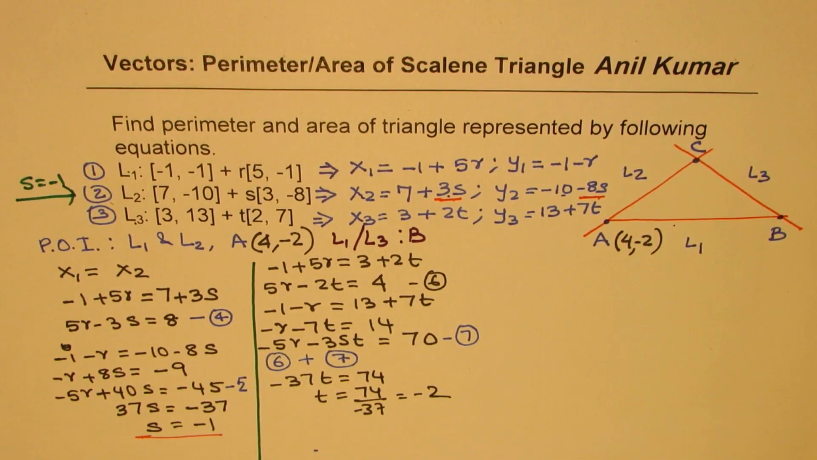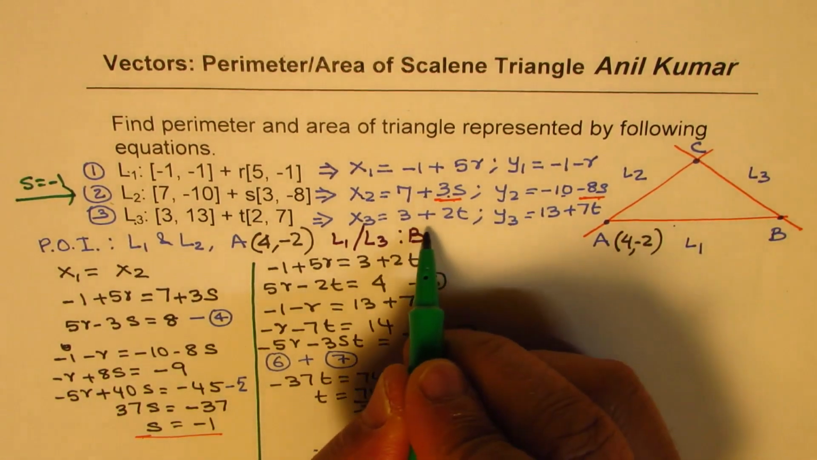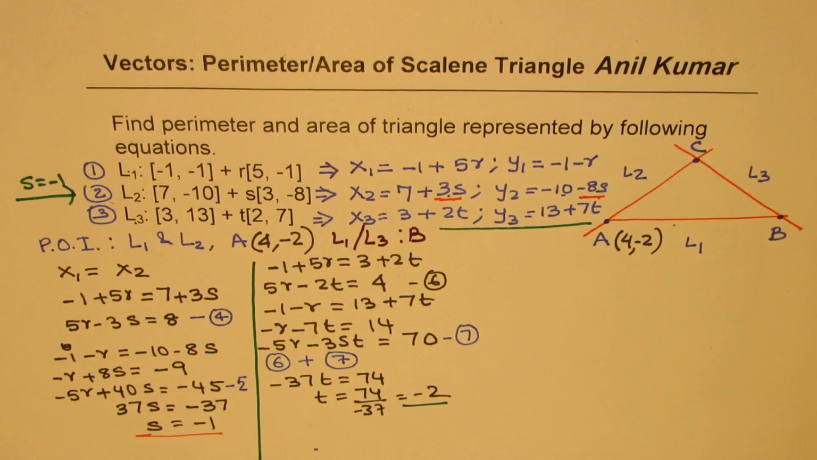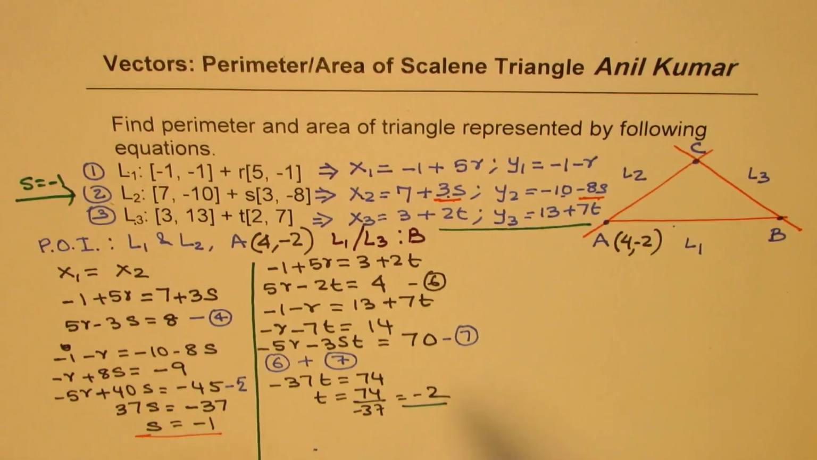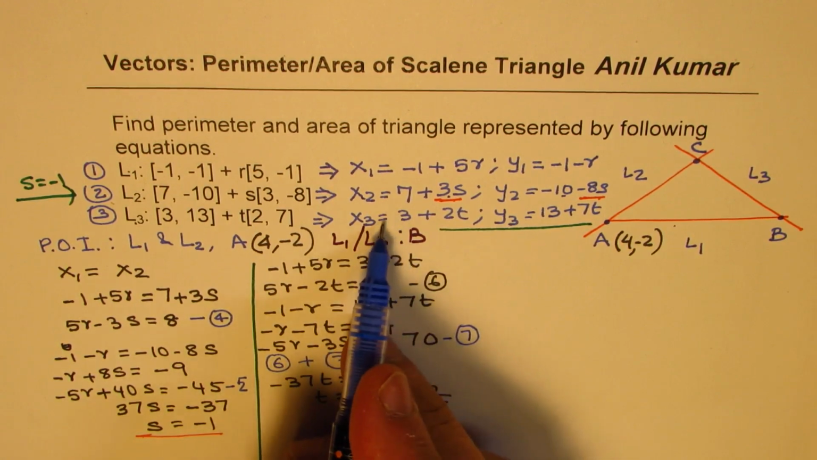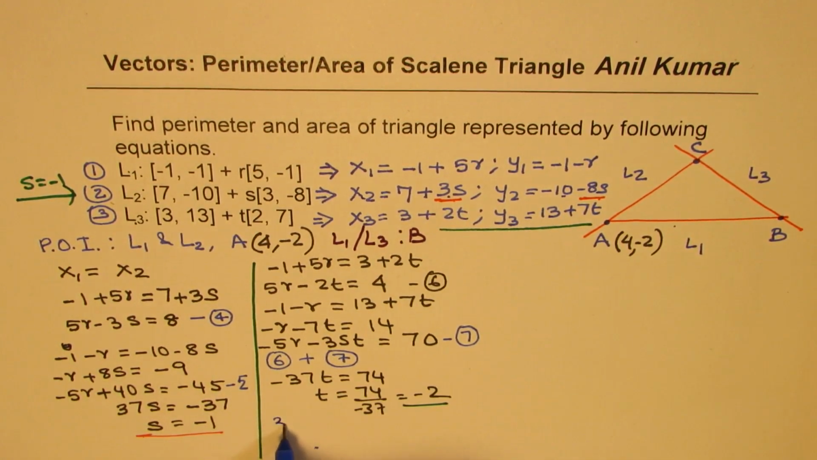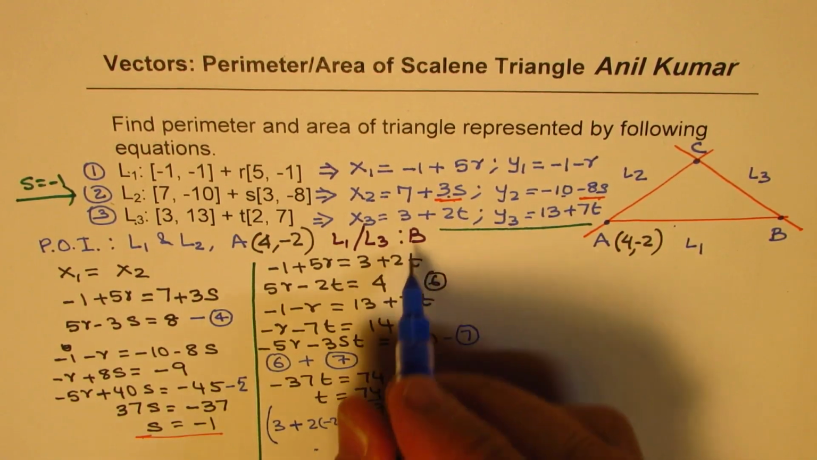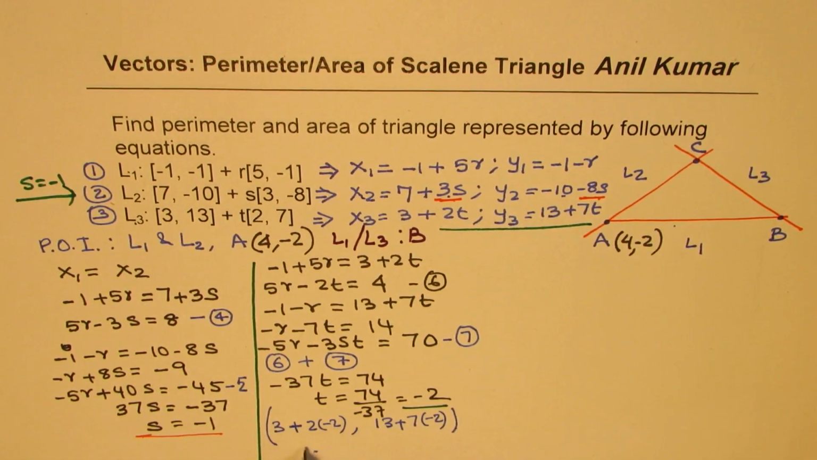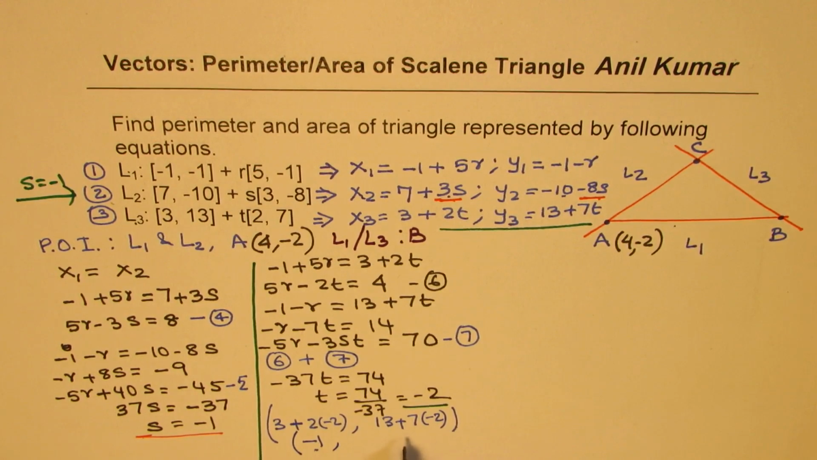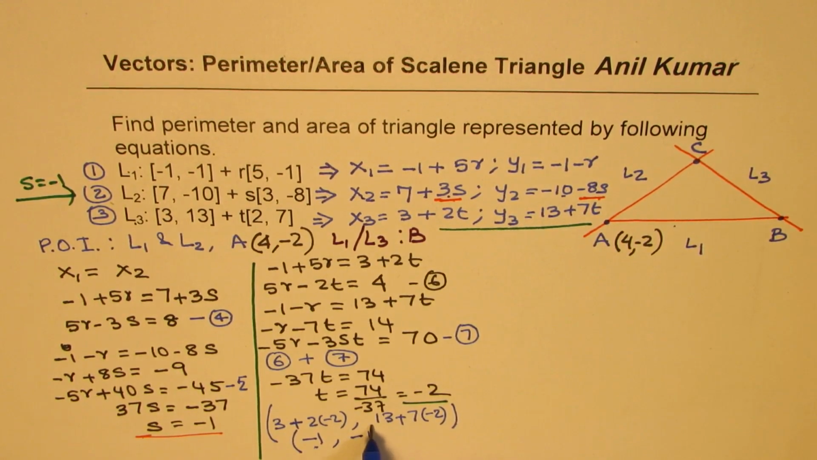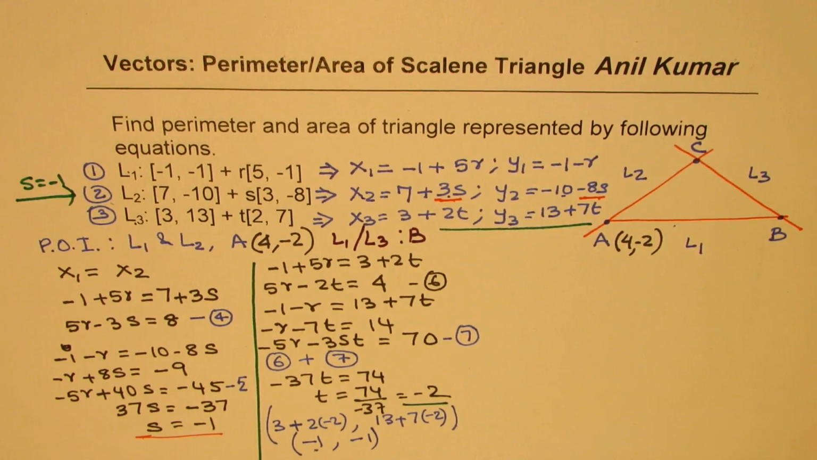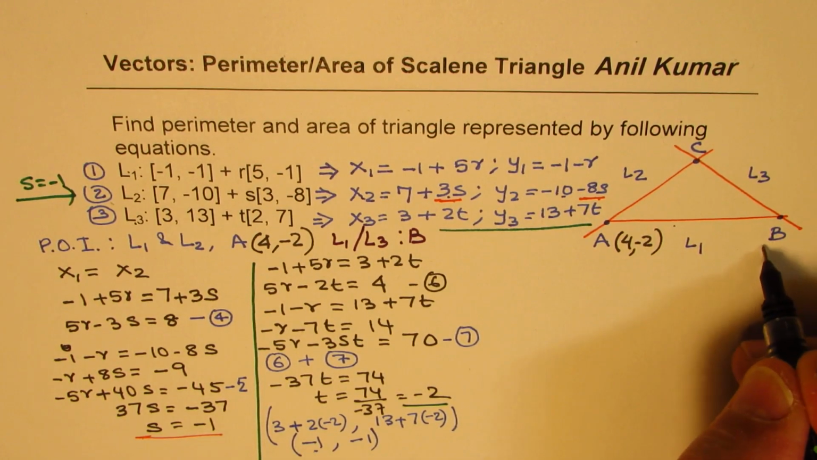Substituting the value of t as minus 2 in this equation gives us the coordinates, right? So what we get here is the coordinates of point B: the x value is 3 plus 2 times minus 2, and the y value is 13 plus 7 times minus 2. So minus 4 from 3 gives you minus 1, and minus 14 also gives us minus 1. So the coordinates of point B are minus 1, minus 1.